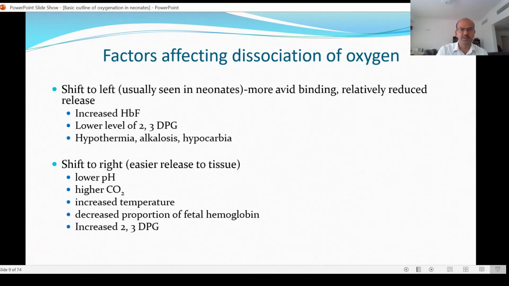So shift to left is usually seen in newborns. As we said, there is more avid binding and relatively tighter release. This can happen with increased HbF, a lower level of 2,3 DPG, and we can have hypothermia, alkalosis, and hypocarbia, all shifting to the left. So even in older kids and adults, this can happen if these changes happen. And the level of 2,3 DPG, obviously, when you give transfused blood, the age of the blood has importance in terms of the 2,3 DPG content, depending on what stabilizers we use for the blood as well.